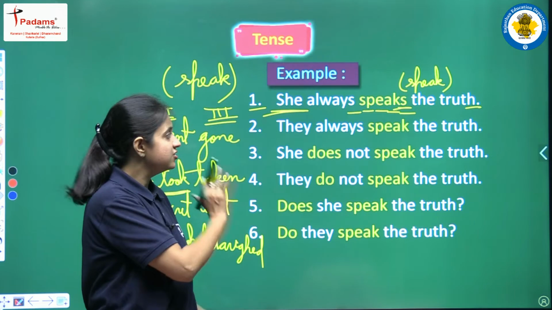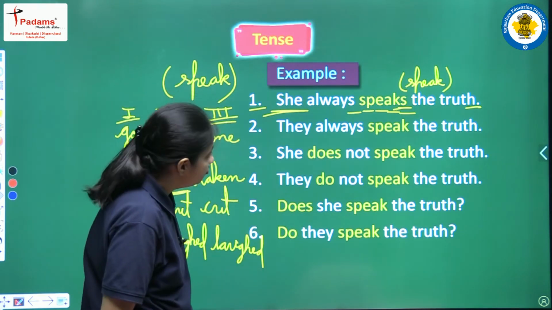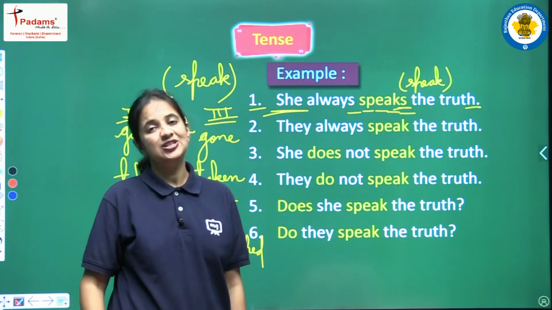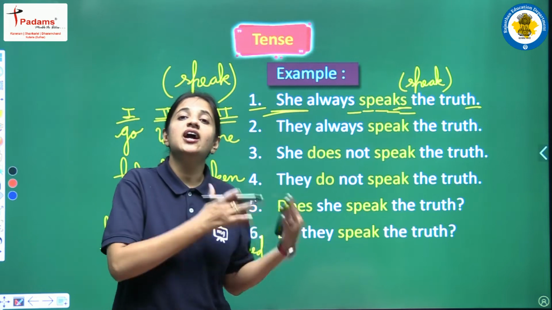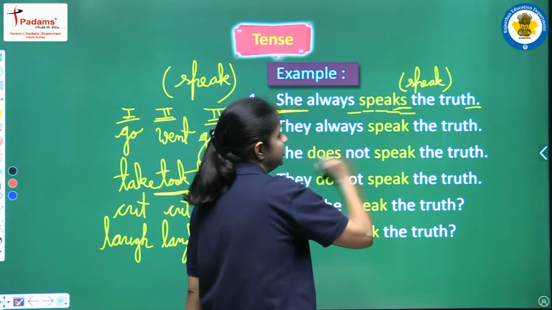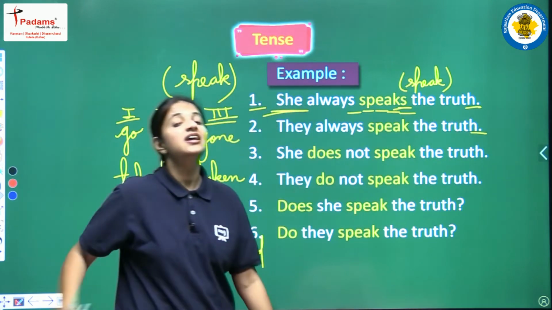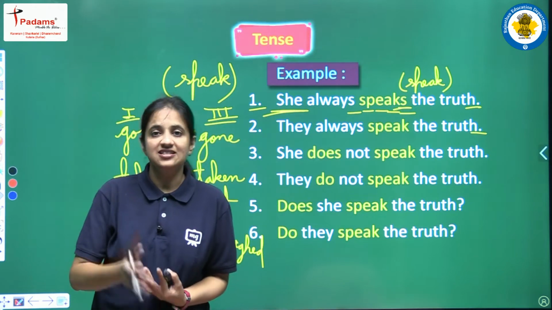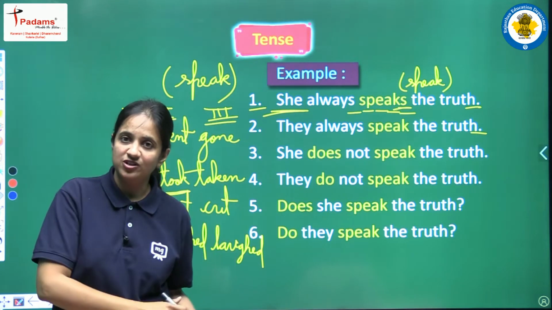Clear? Next, moving on to second example. Next we are having they always speak the truth. So again the same thing we will do. First of all, let's find out what kind of sentence this is. So yes, we are having no question mark at the end and we are having not का use भी नहीं है sentence में. So again this is a positive sentence.